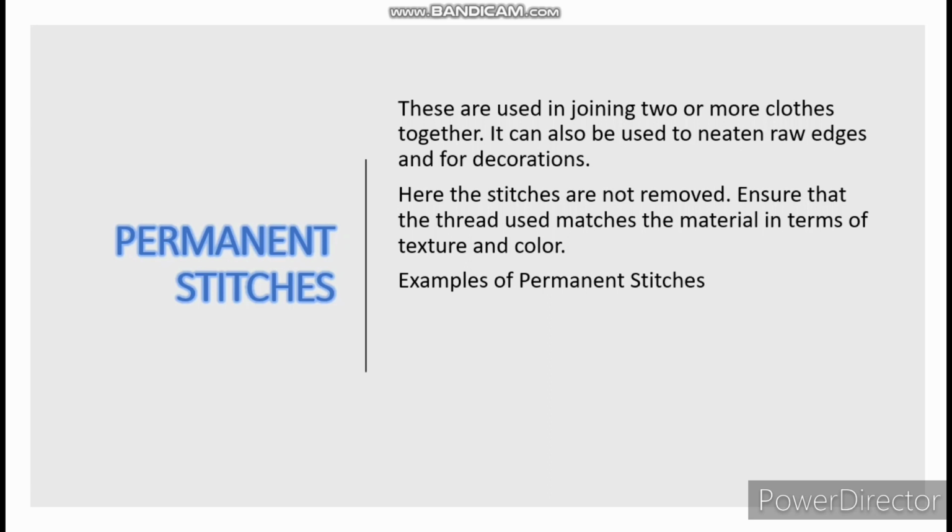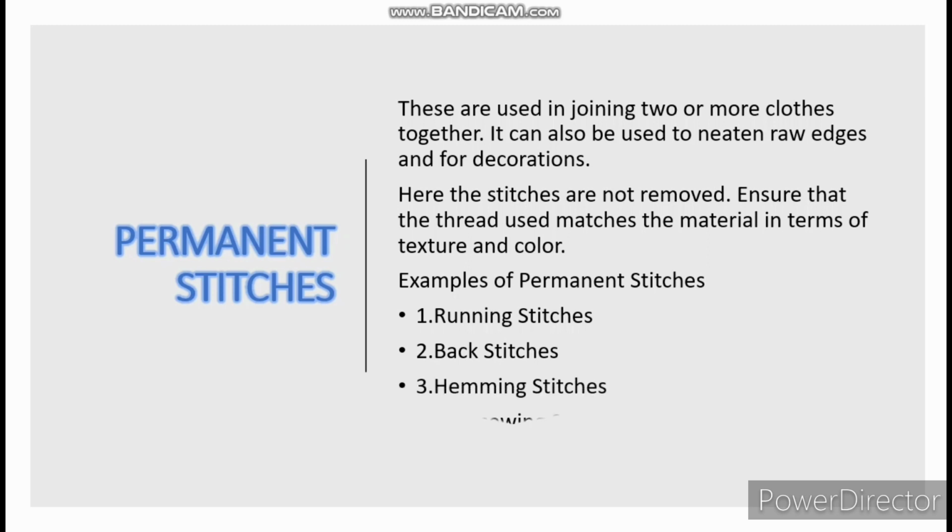Now, let's look at the examples of permanent stitching. They are as follows. 1. Running stitches. 2. Back stitches. 3. Hemming stitches. 4. Over sewing stitches. Let's pick them one by one and make sure you listen attentively.